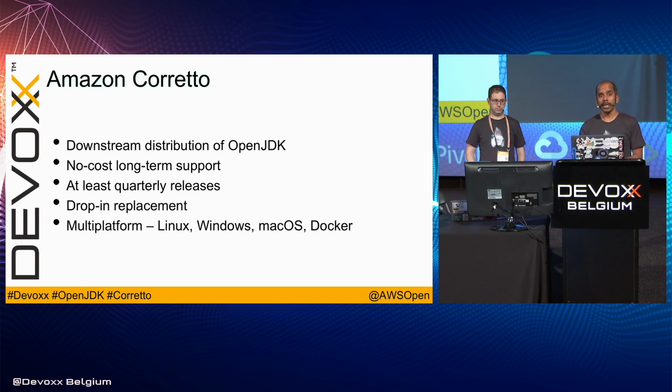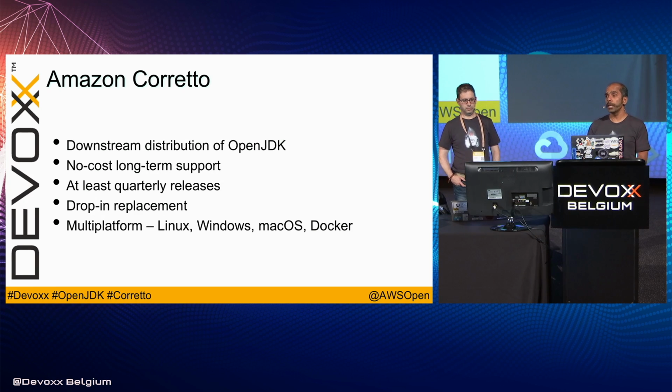We would like this to be an exact drop-in replacement for other distributions of OpenJDK. So if you're using other variants or other distributions that are coming out of OpenJDK, you should be able to exactly drop in and get going. And in the Q&A part of it, we'll talk about exactly how we did that migration from another distribution of JDK to Corretto, actually.